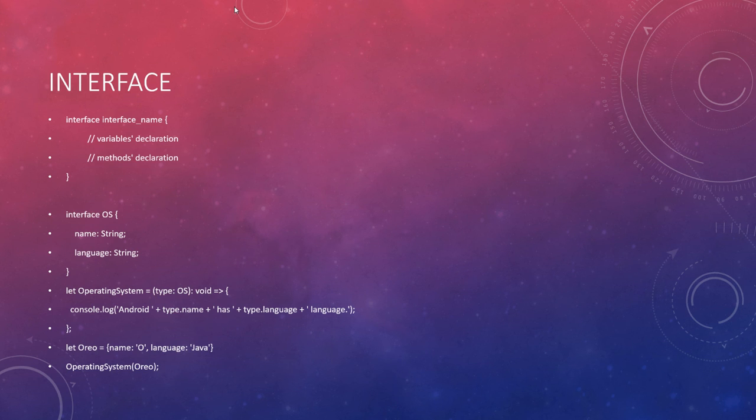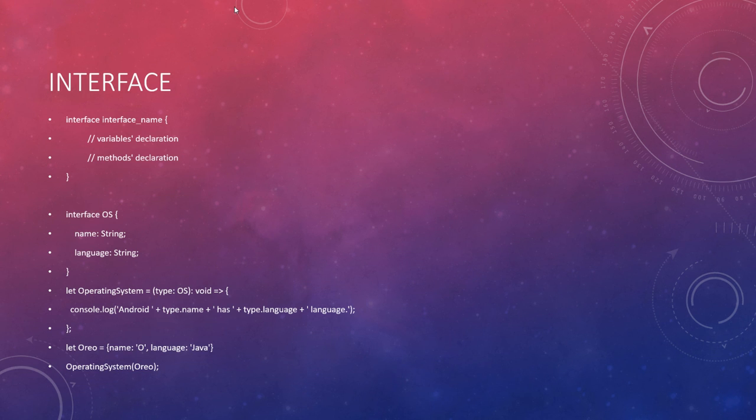The syntax has the keyword interface and a body which contains variables and method declarations. In the example, we have created an interface OS with properties name and language of string type. Next, we have defined a function with one argument, which is of the type of the interface OS. Interfaces are used to validate the specific structure of properties, objects which are passed as parameters, and objects which are returned from the function.